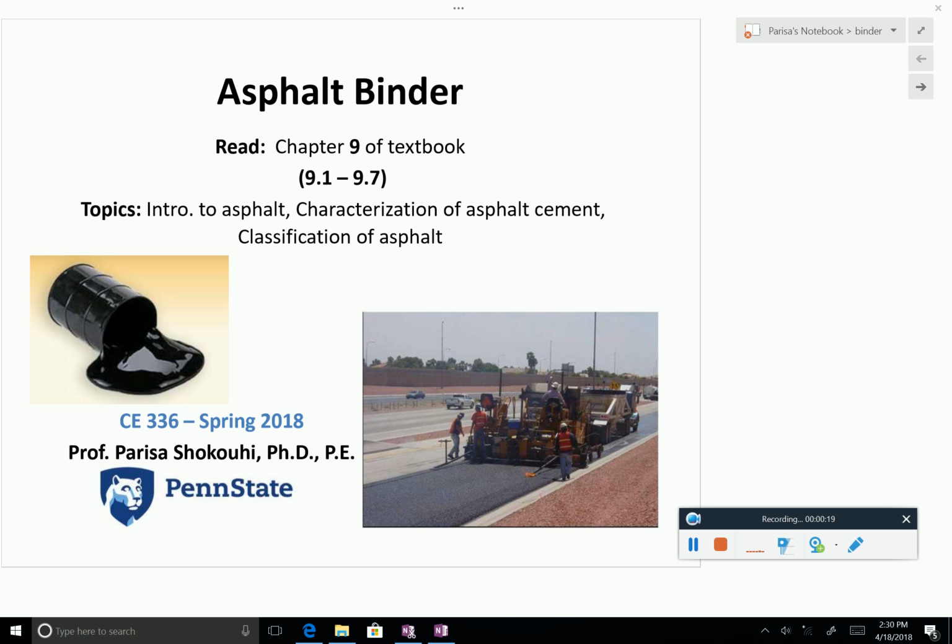We are ready to start the last module, module 4, and this is about asphalt concrete. So we are shifting gear from concrete to asphalt concrete. And we'll start with asphalt binder, which is one of the ingredients of asphalt concrete. And that's what I'm going to do today.